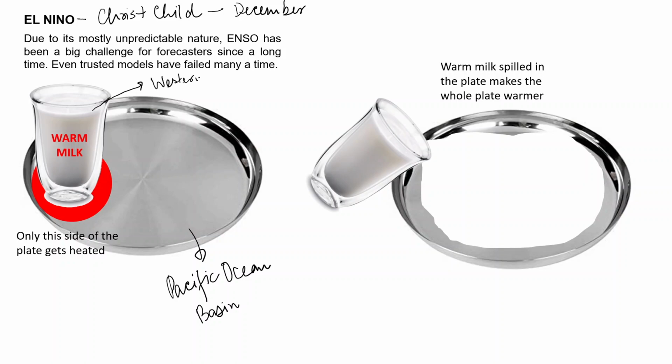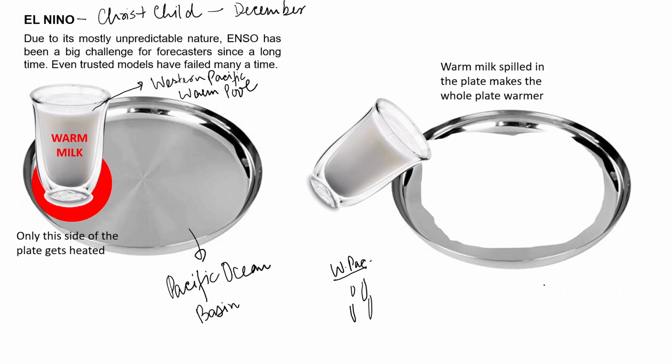So this plate is the Pacific Ocean basin, and this warm milk over here is the Western Pacific warm pool. Western Pacific warm pool is a pool of warm water which is formed on the western side of the Pacific Ocean near the Indonesian islands. This warm pool is formed because of the continuous flow of north and south equatorial currents under the impact of the trade winds.